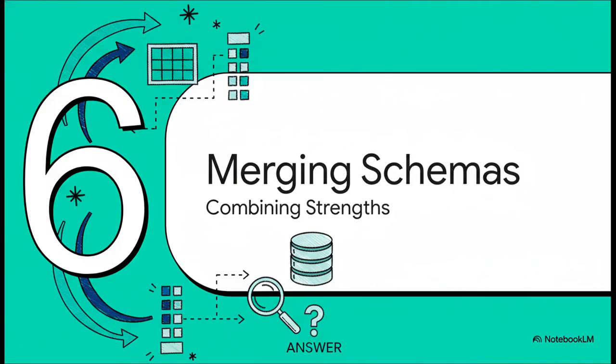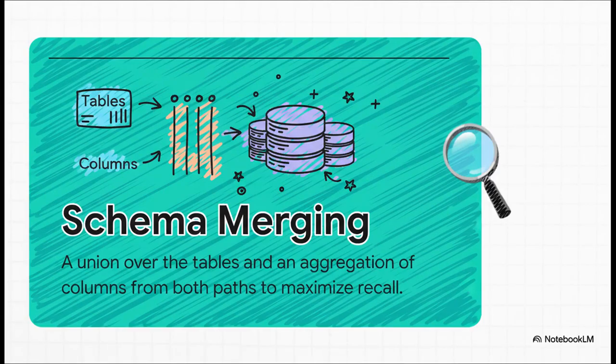Okay, so now we have two different results, but they're both really valuable and complementary. The last and maybe most important step is to merge them together into one final unified schema that really does give us the best of both worlds. So how does this merge actually work? It's pretty smart. It basically takes a list of all the tables found by either path 1 or path 2 and puts them all together. Then, for each of those tables, it gathers up all the columns that either path identified. The goal is to maximize what we call recall, to make sure we haven't missed anything important.